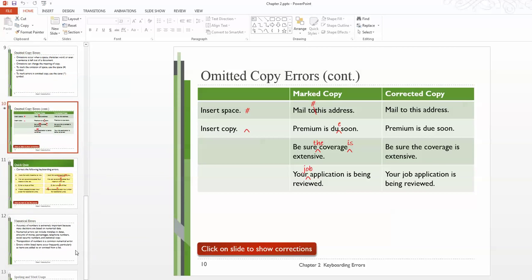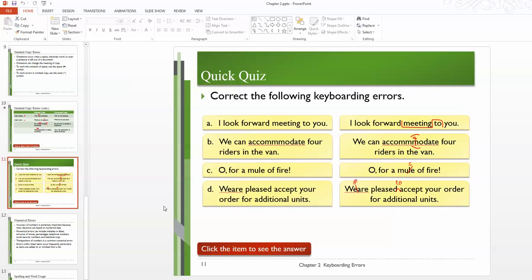All right, we're almost finished here. I'm not going to go through this with you, but if you were in the display mode, slideshow mode in PowerPoint, you would see just these four, and then as you clicked each one, it would identify for you the corrections.